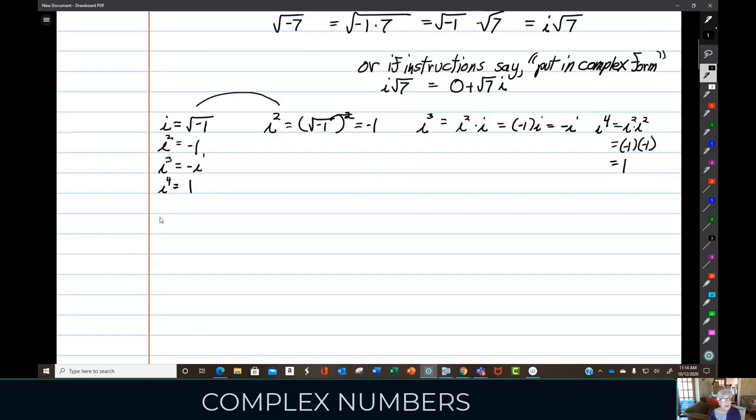And also I to the zero power equals 1. Any number raised to a zero power is 1, even in the complex number system. So actually, I guess you should memorize these 5. It'll save you time if you go ahead and make a flashcard and memorize these. Now, why? Because of this. You're going to be multiplying complex numbers.